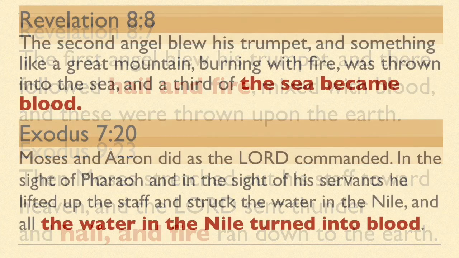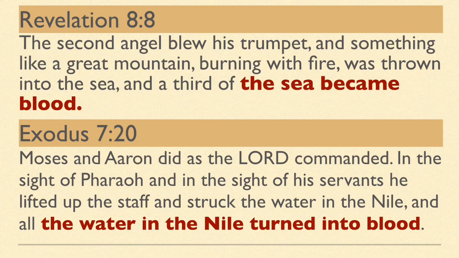Revelation chapter 8, verse 8 says, the second angel blew his trumpet, and something like a great mountain burning with fire was thrown into the sea, and a third of the sea became blood. And Exodus 7, verse 20 says, Moses and Aaron did as the Lord commanded. In the sight of Pharaoh and in the sight of his servants, he lifted up the staff and struck the water in the Nile, and all the water in the Nile turned into blood.